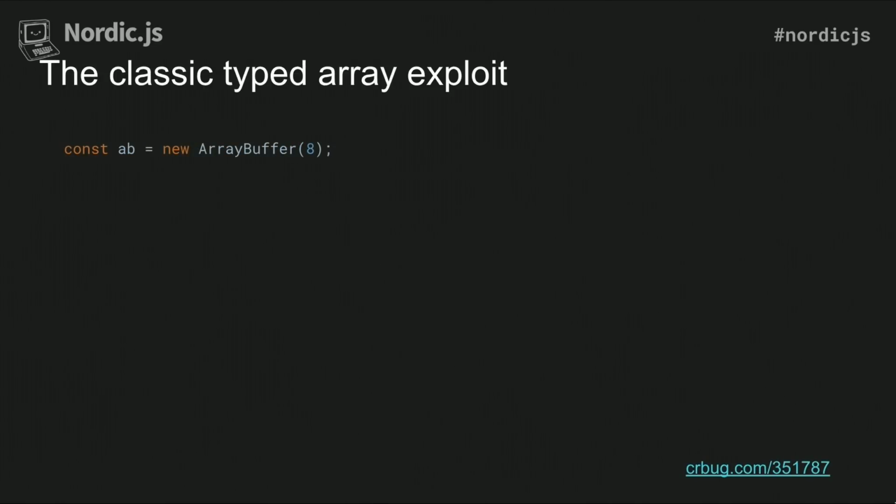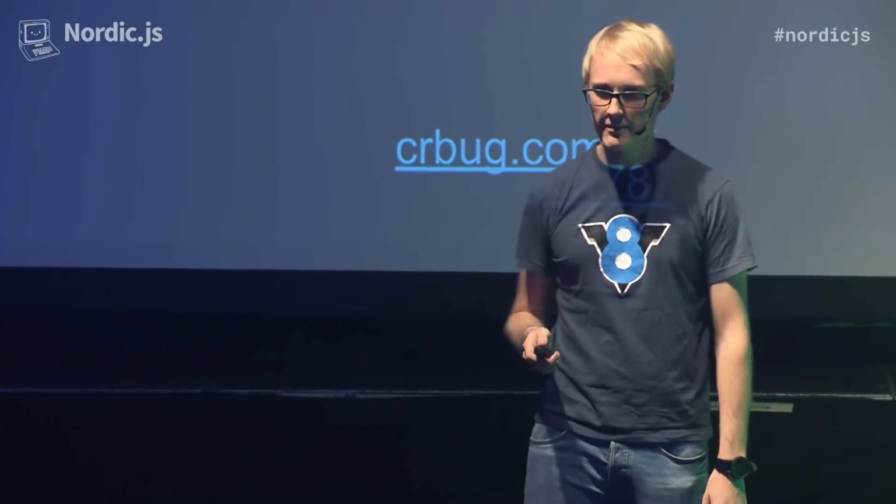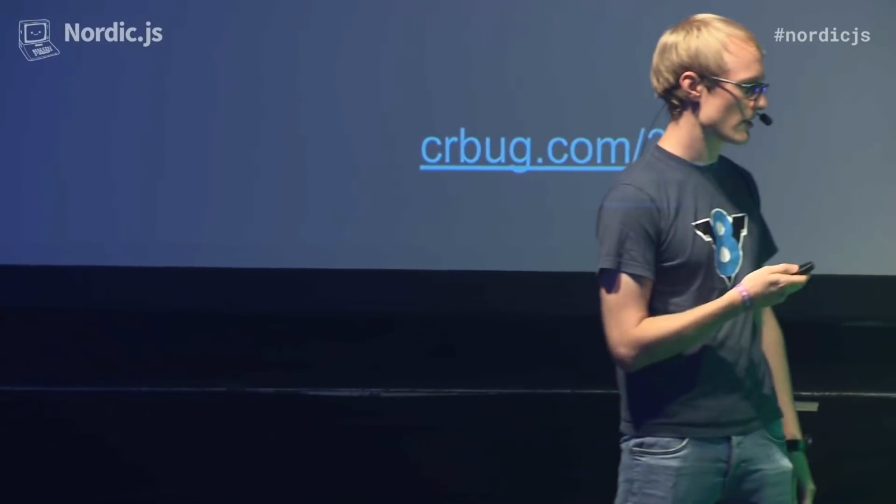So the classic typed array exploit, and I'll put the slides up, you can follow the link to the bug. This was put through a bug bounty program. Basically, you create an array buffer of size 8. This looks really nice. It's fine so far.